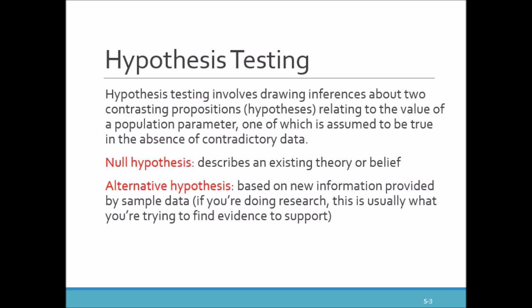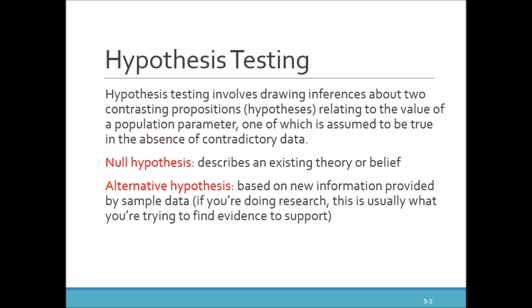So to do this, we formulate a hypothesis test. You basically have two contrasting hypotheses about a parameter you're interested in. You always start with the null hypothesis, which describes existing theory or belief, which is always assumed to be true in the absence of contrary data. Like the not guilty assumption until proven otherwise in the U.S. judicial system. So we have the null hypothesis is innocent until proven guilty, and the alternative hypothesis would be guilty. So our court system is trying to prove, or the district attorney is trying to prove the defendant as guilty.